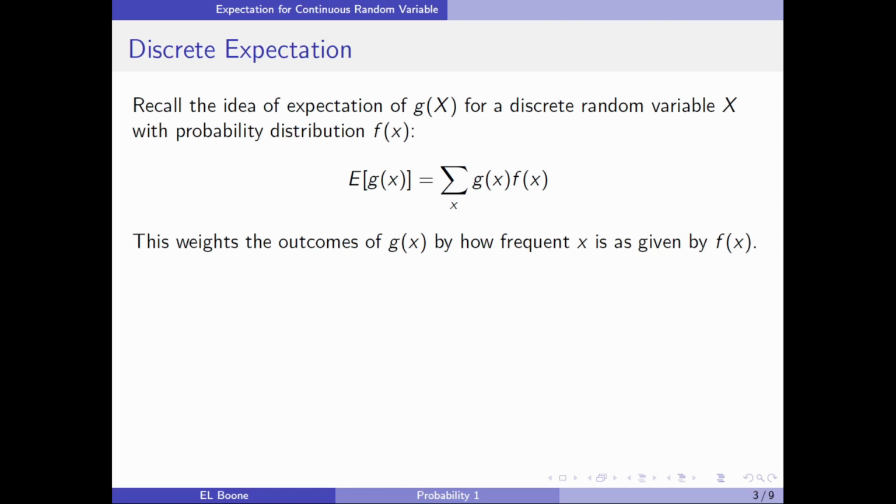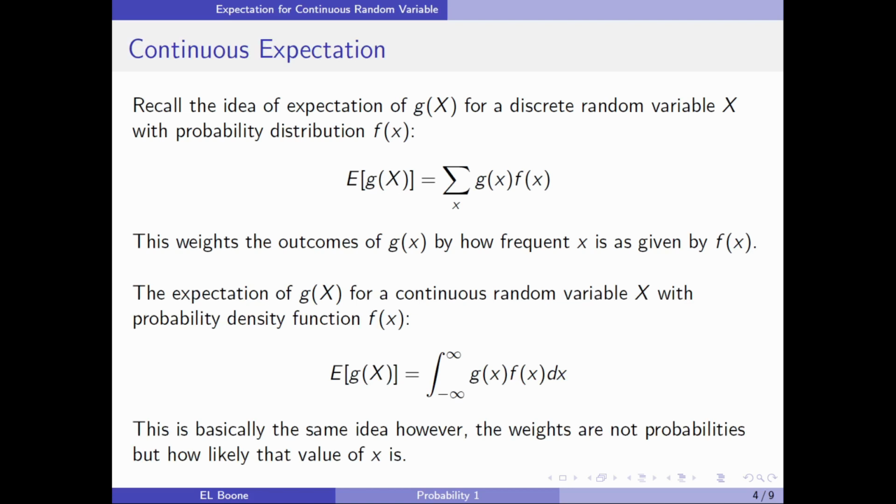Basically it just weighs the outcomes of g of x by how frequent x is given by f of x. Okay, so basically how often does x occur? If it occurs a lot, then give g more weight. If it doesn't occur a lot, give it less weight.